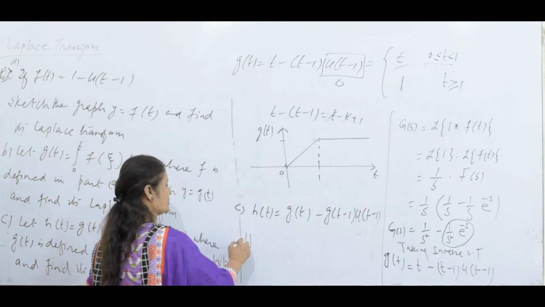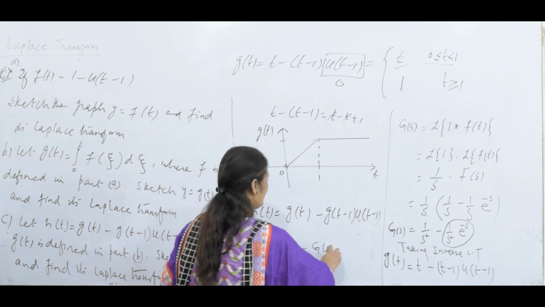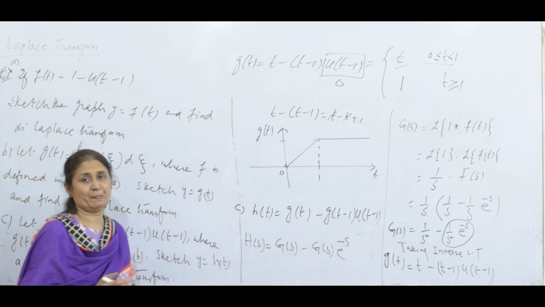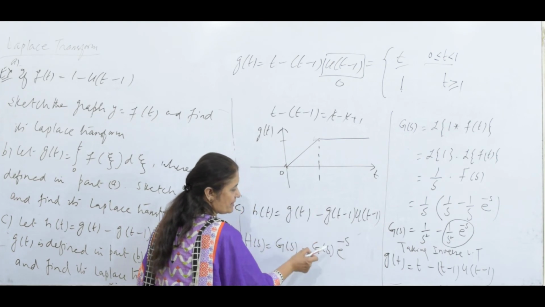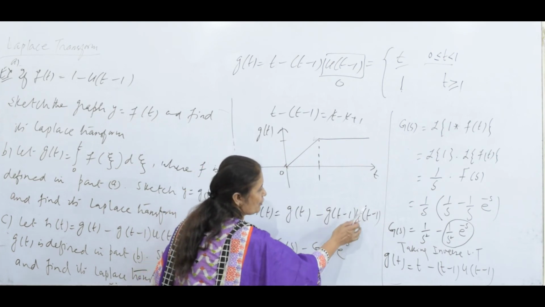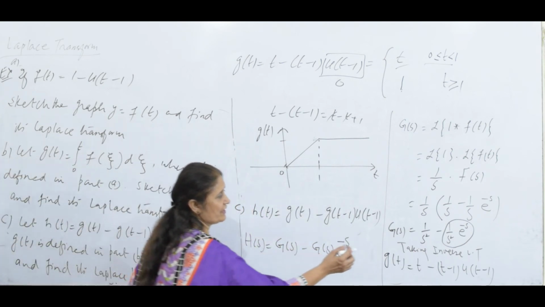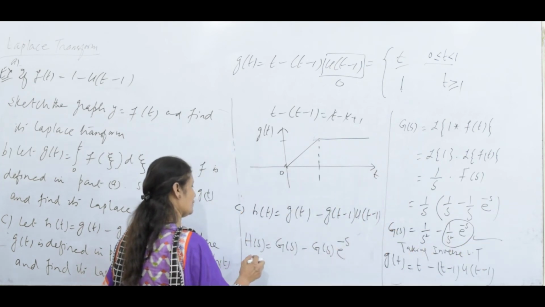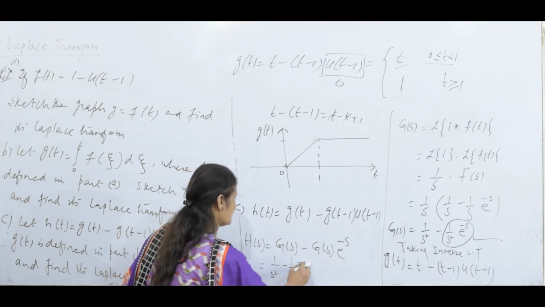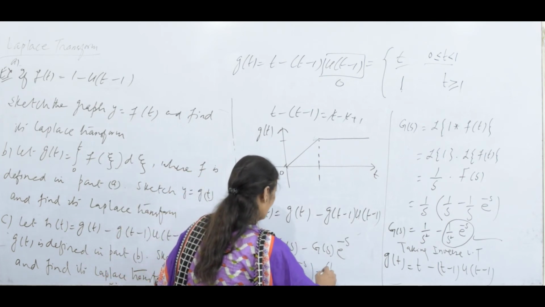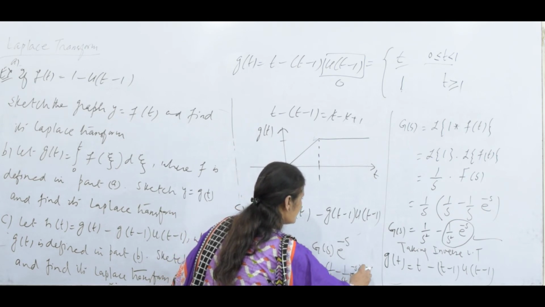Let me have the Laplace transform, which is G(s) minus G(s) e^(-s). This is the way. I have used the second shifting theorem to find the Laplace. The function is g(t). Its Laplace transform is capital G(s), and because of the unit step it is e^(-s). Now we have G(s) defined here. Putting the value of G(s), which is 1 over s squared e^(-s).